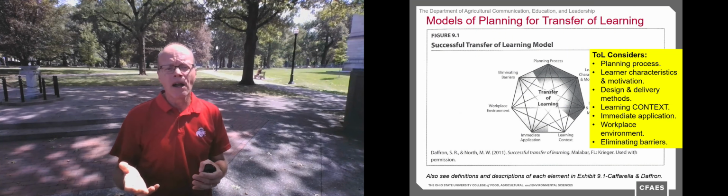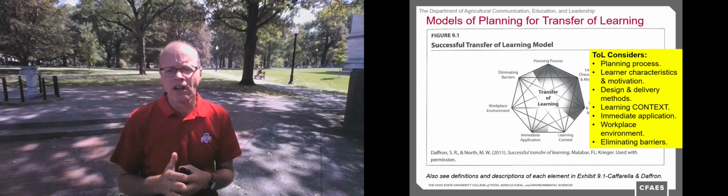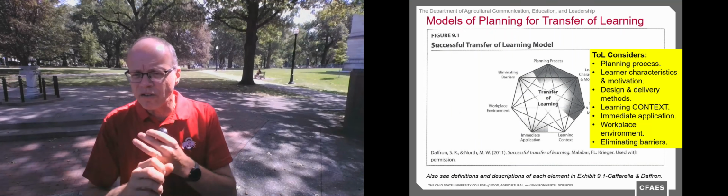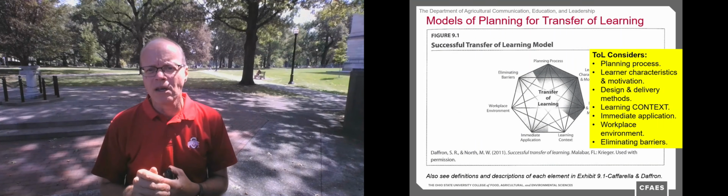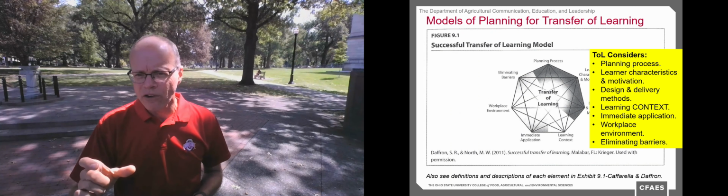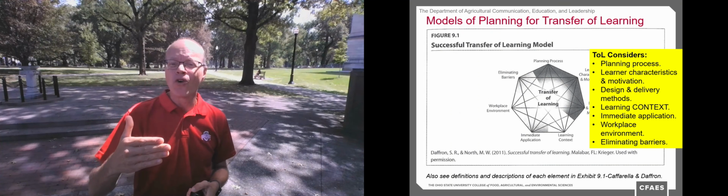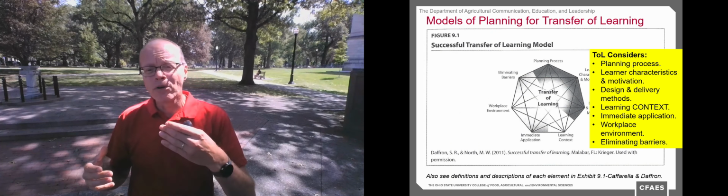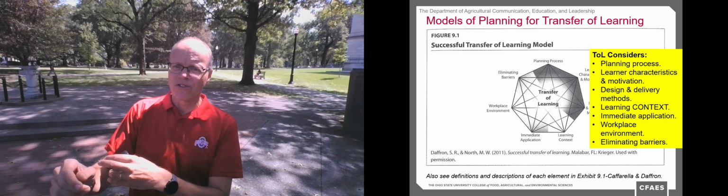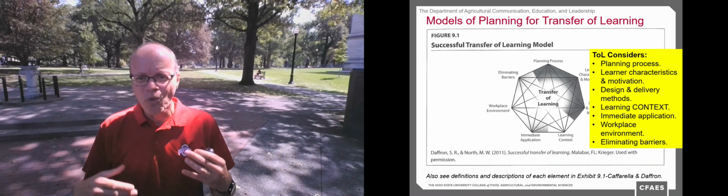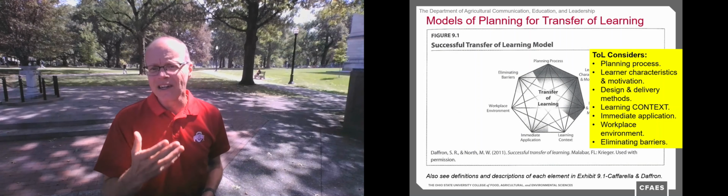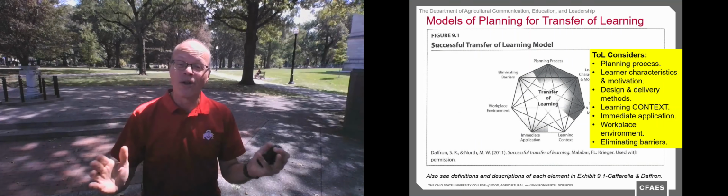So depending on what you're teaching, this can be one of your biggest points that you really need to work on. So the model, this is out of the book Caffarella and Daffron. Transfer of learning considers the planning process itself. So that's half of the semester that we're talking about, planning programs. What are the characteristics of your learners, and what's motivating them? Is it post-surgery where they're intrinsically motivated to get better, or extrinsically motivated for their wound to heal, whatever that may be? How do you design and deliver? What's the context? Again, back to Knowles' adult learning theory. That's all I'm going to talk about all semester.